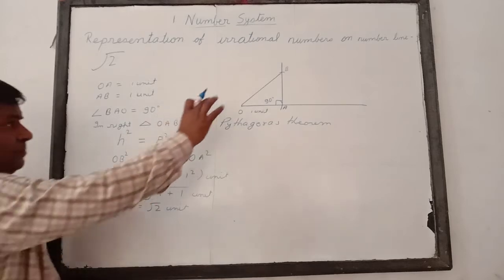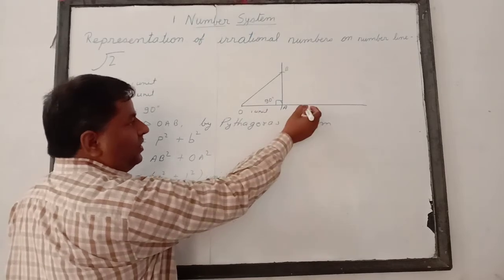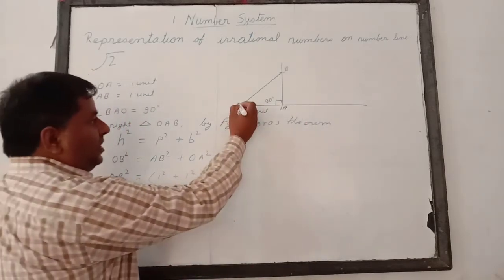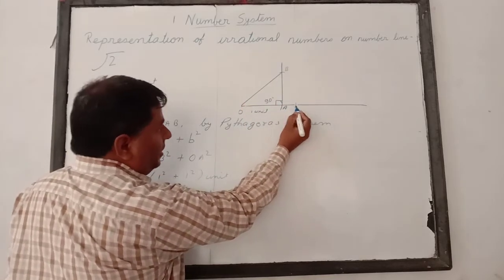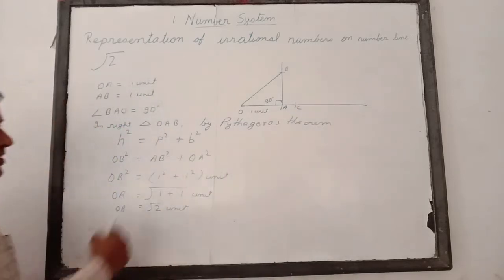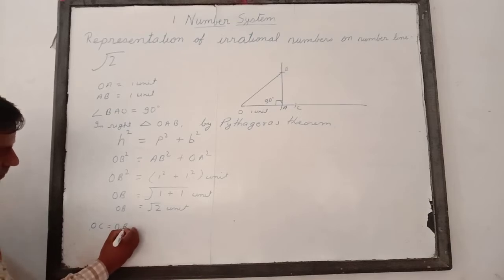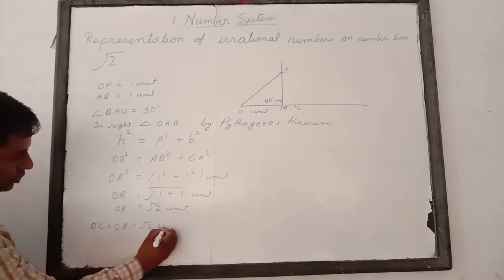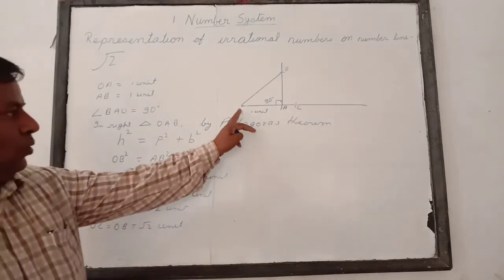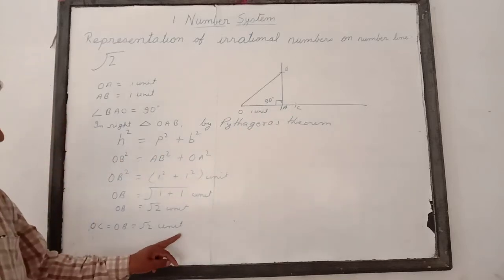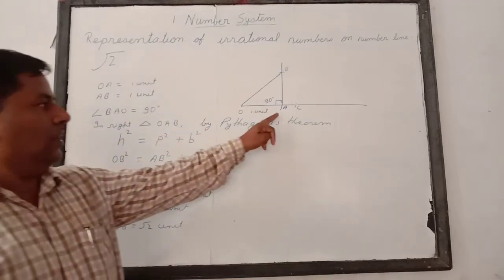Next we can just measure this distance OB and cut an arc from O on the number line. So by measuring this with the help of the scale, we can cut an arc here. We can make a point here, and this point is C. So now what is OC? We have OC equal to OB equal to root 2 units. So from this example, it's very clear that distance OC is equal to root 2 units. So we have successfully represented square root 2 on the number line.